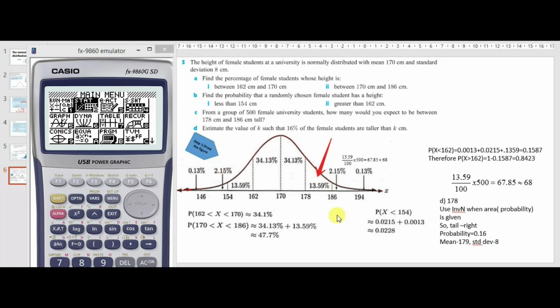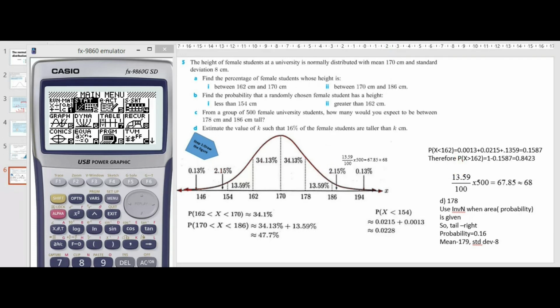So then I have done the calculation here to save time. 13.59 over 100 times 500, so that's the population given to us, and you're getting 67.85, which is approximately equal to 68 students. So 68 students would qualify under that specification that has been given in the question.